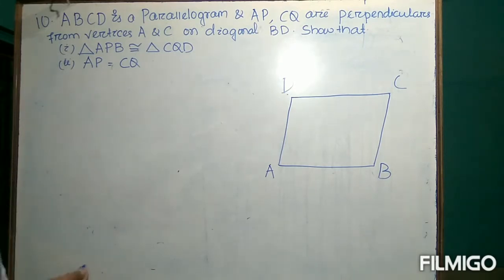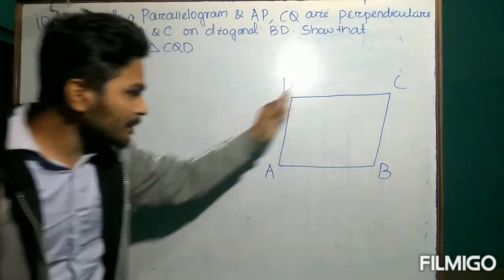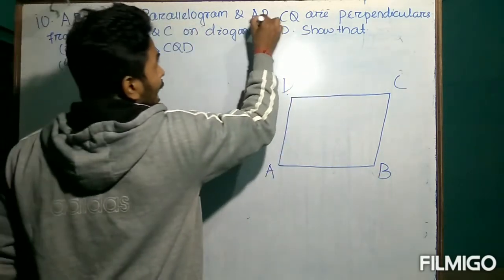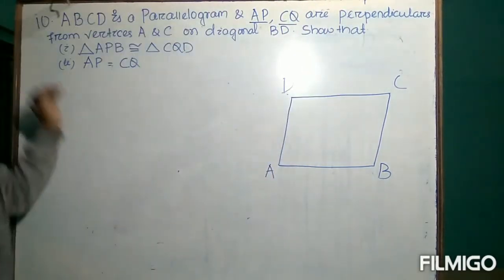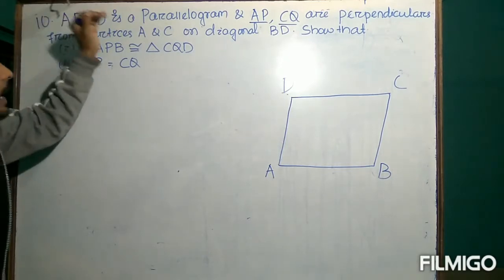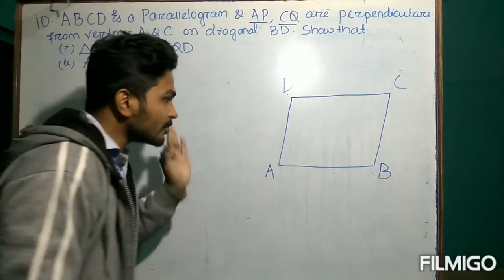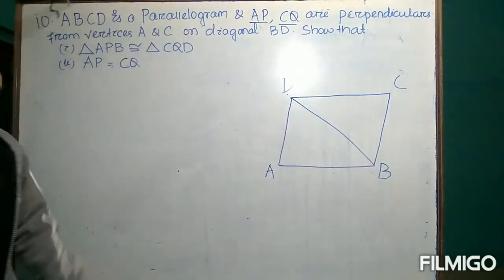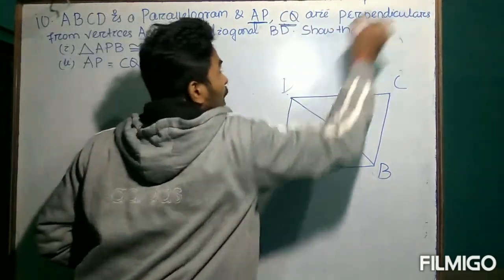In question number 10 it is given that ABCD is a parallelogram. On this parallelogram, AP and CQ are perpendiculars from vertices A and C on diagonal BD. Let us first draw the diagonal BD. This is the diagonal. Now it is given AP and CQ are two perpendiculars.